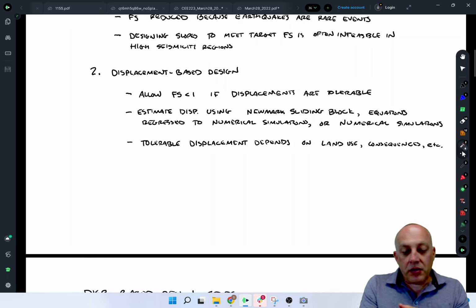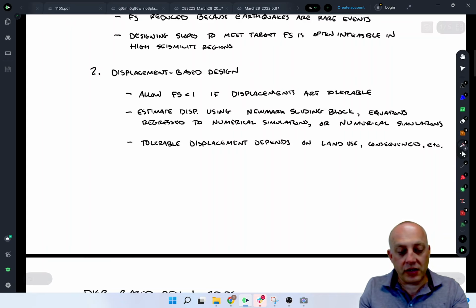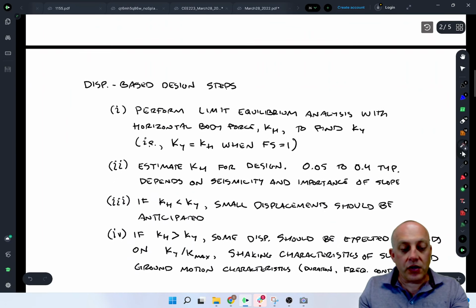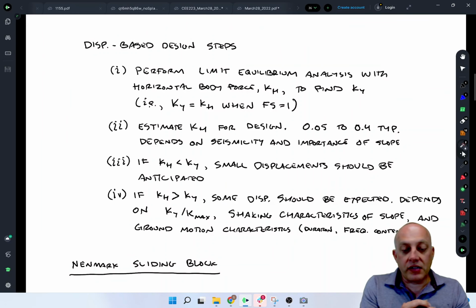And the tolerable amount of displacement really depends on land use, consequences. You know, are there a bunch of houses up on top of this slope or below the slope where movement of the slope might have a big impact? Or maybe there's just a roadway that goes through and you can quickly repair it as long as the deformations aren't too big. So it really depends on the problem and needs to be coordinated with the client to come up with a tolerable amount of risk for that displacement. So let's go through the steps for the displacement-based design.